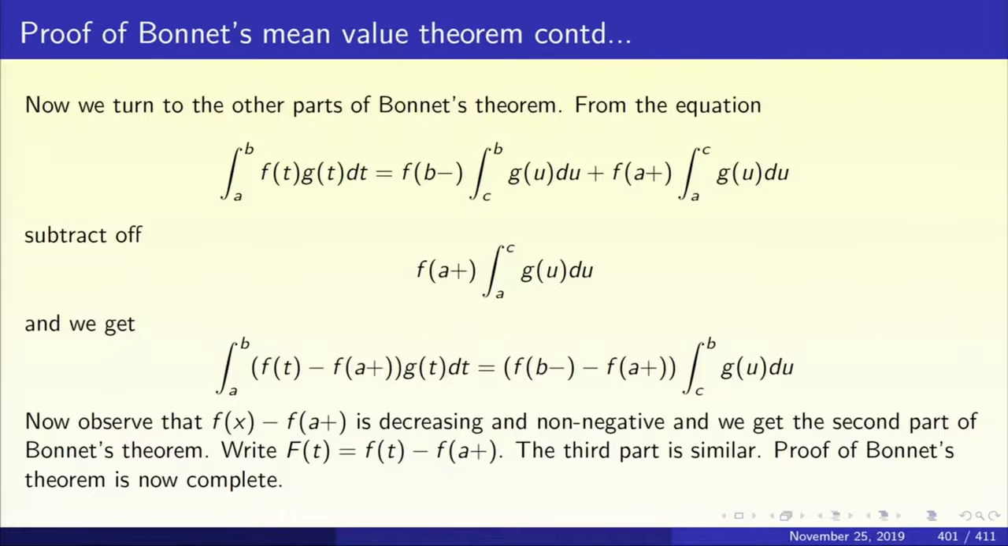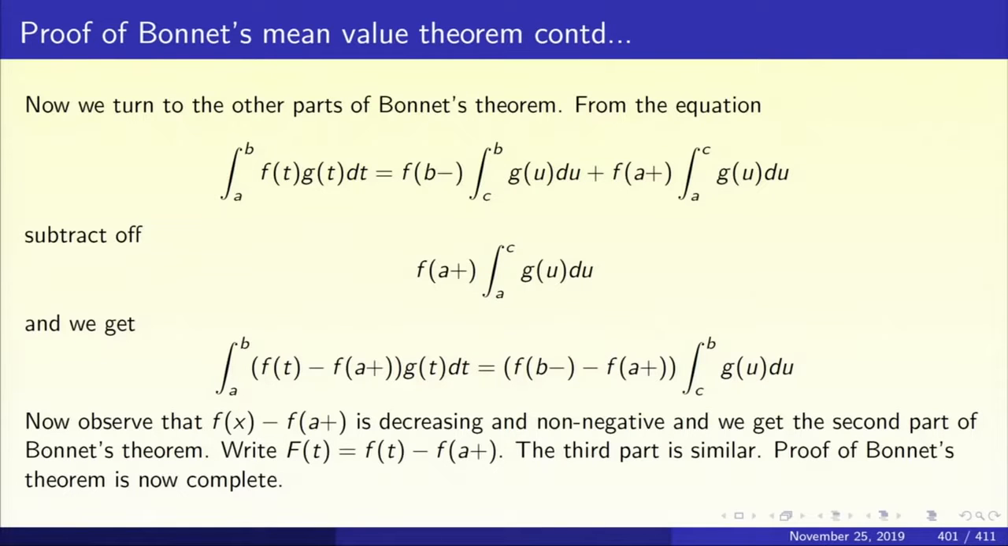So now observe that f(x) minus f(a) plus is monotone decreasing and non-negative, because I have subtracted off the limit at the lowermost end. So it's going to be non-negative, and we get the second part of Bonnet's theorem, because think of f(x) minus f(a) plus as capital F(t), and that's exactly the second part of Bonnet's theorem.